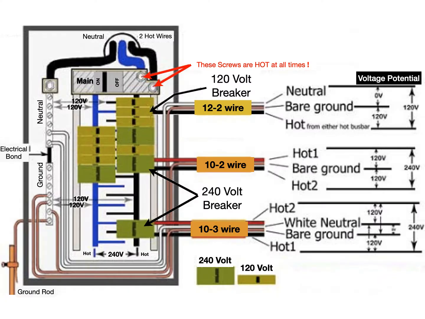This picture shows the installation of a single pole breaker, protecting a 120 volt, number 12-2 cable. A double pole breaker, protecting a 240 volt, number 10-2 cable. And a double pole breaker, protecting a 120-240 volt, number 10-3 cable.